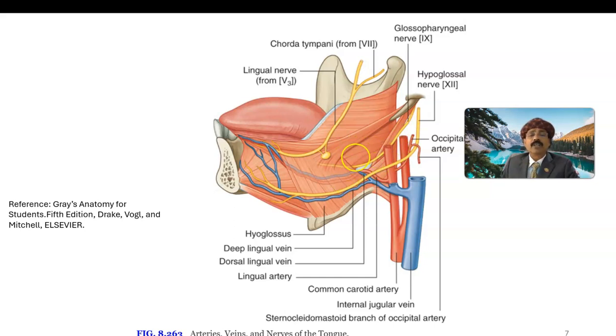And this is the lingual artery, and this is the lingual vein here. Okay, we got that. Lingual artery, lingual vein. And the lingual artery has three branches: the dorsal lingual artery, then we have the deep lingual artery, and the sublingual artery. That branch has not been shown here properly.